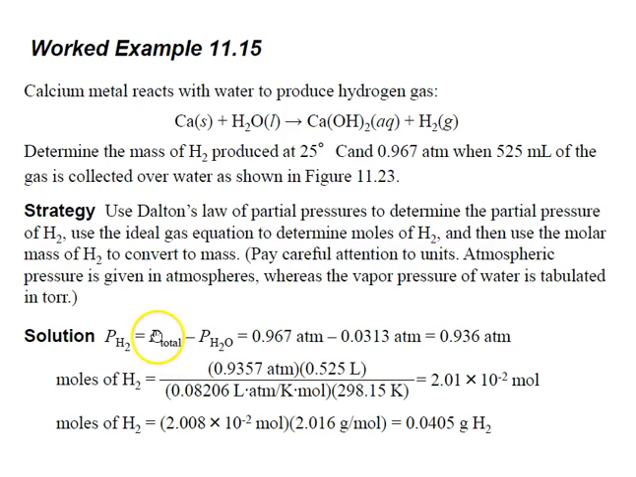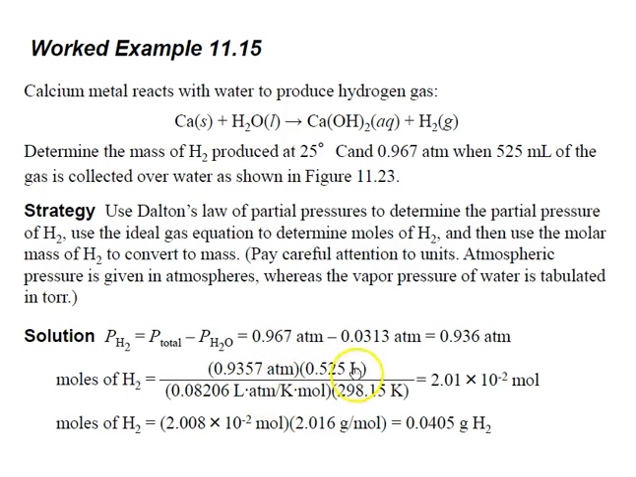Alright, so we have our pressure difference. This is tabulated in torr, so we need to go from torr to atmospheres. And you can look up the conversion factor. It's not too bad. Total pressure, 0.967. We're going to subtract our water pressure from that, 0.0313. We can look that up. 0.936 atmospheres.